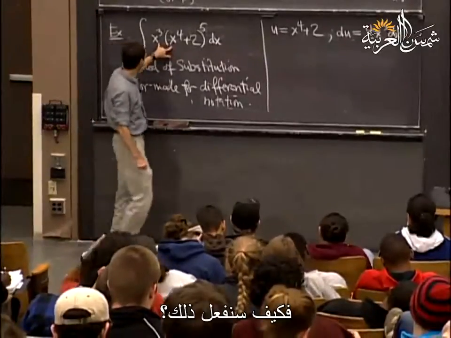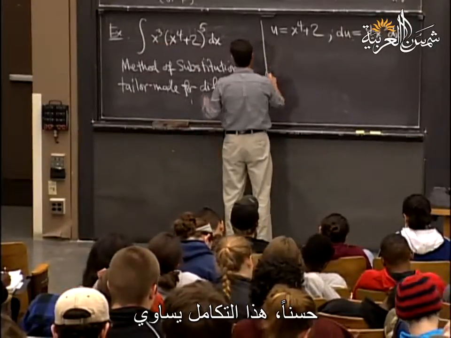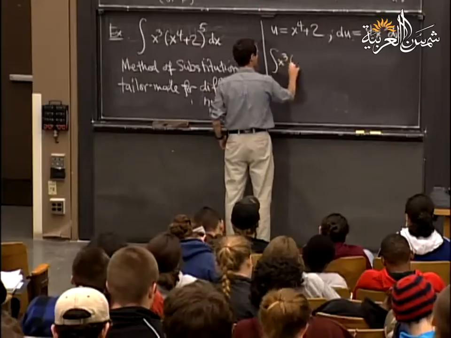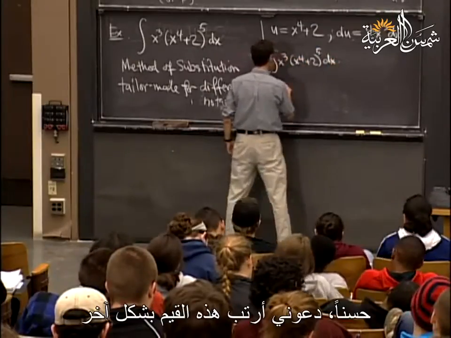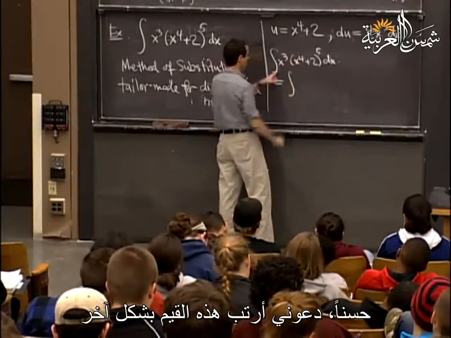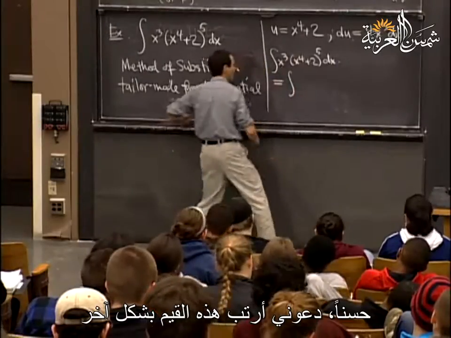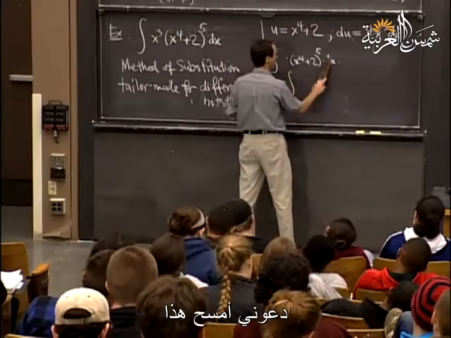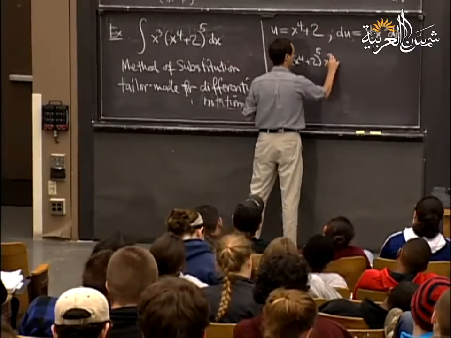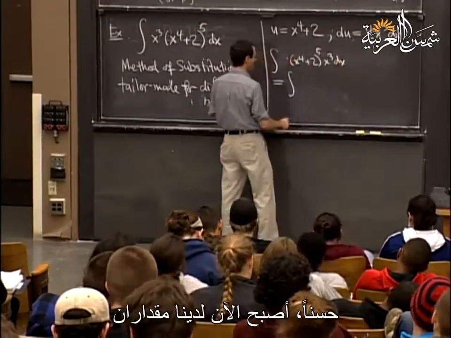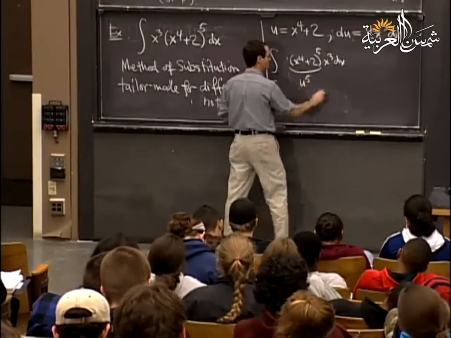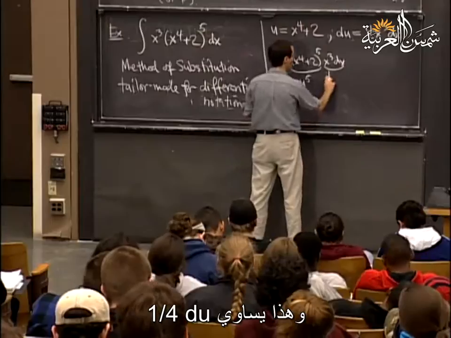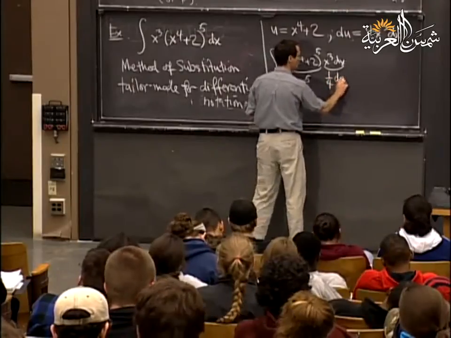So how does that happen? Well, this integral is the same thing as, well, really, I should combine it the other way. So let me move this over. So there are two pieces here, and this one is u to the fifth, and this one is a quarter du.